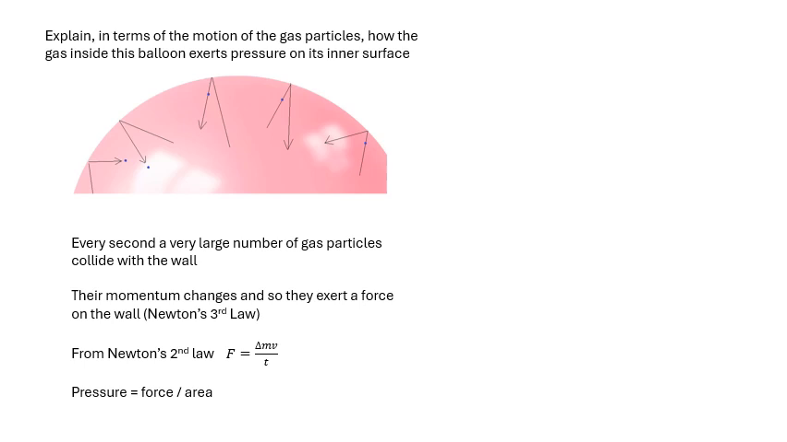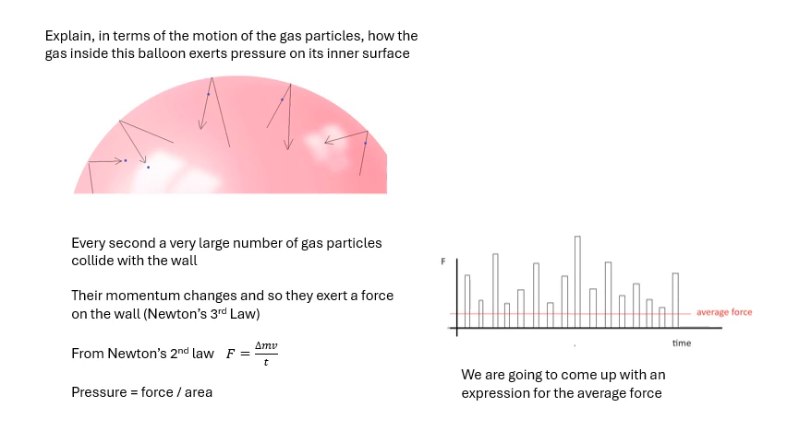The wall exerts a force on them. From Newton's third law, they exert a force on the wall. From Newton's second law, F equals delta mv over t. The change in momentum over time tells you what the force is, and then pressure is force over area. Learn that. Very, very common. Very often there's another part, which is why is the pressure bigger at higher temperatures? Let's not worry about that for the moment.